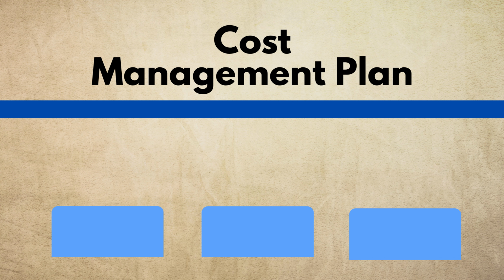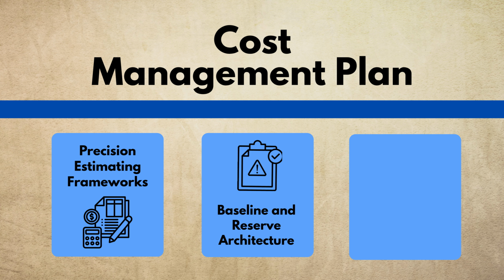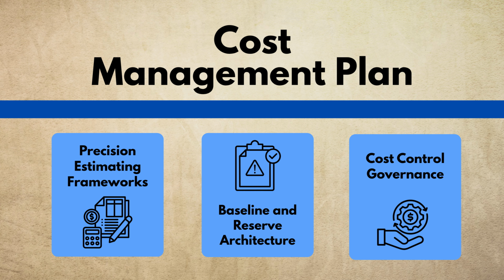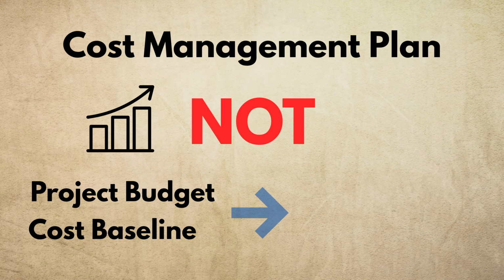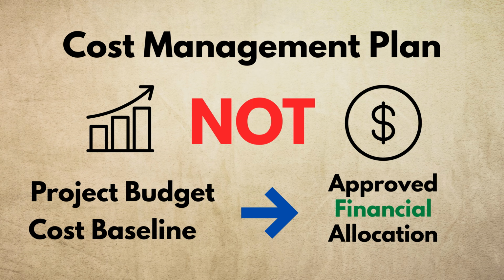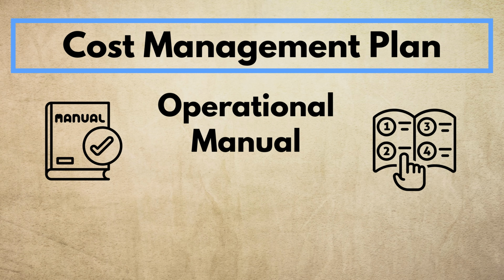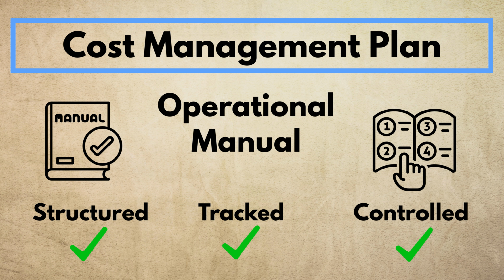Let us now deconstruct the cost management plan into its three core pillars: precision estimating frameworks, baseline and reserve architecture, and cost control governance. Before we explore these three pillars, we must establish a vital distinction. The cost management plan is not your project budget or cost baseline. The budget is your approved financial allocation, whereas the cost management plan is the operational manual that defines exactly how that budget is structured, tracked, and controlled throughout the project lifecycle.